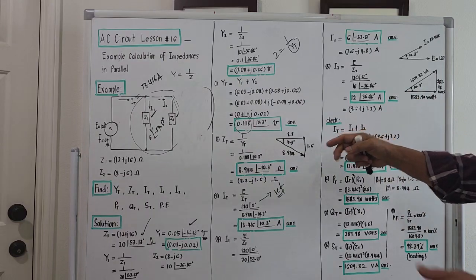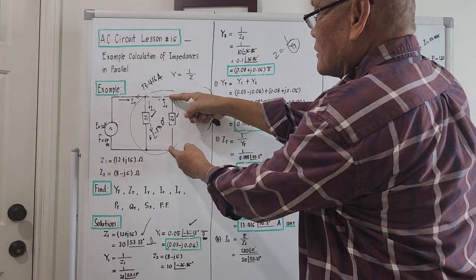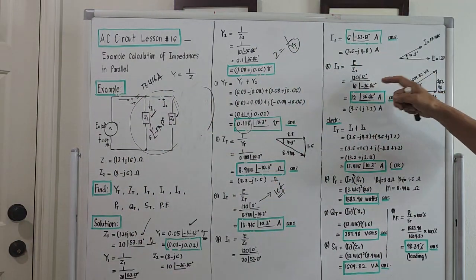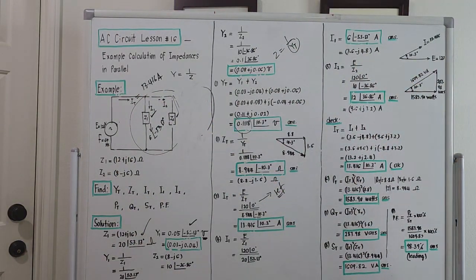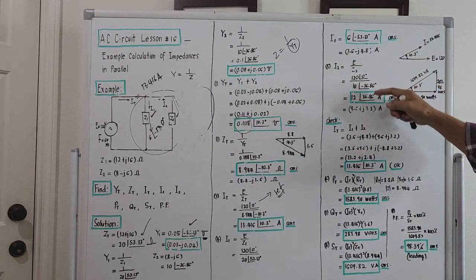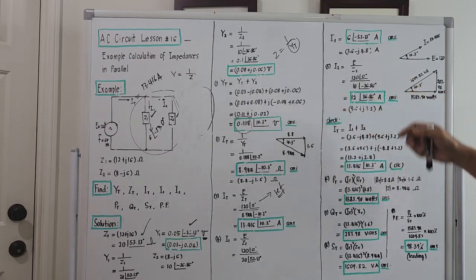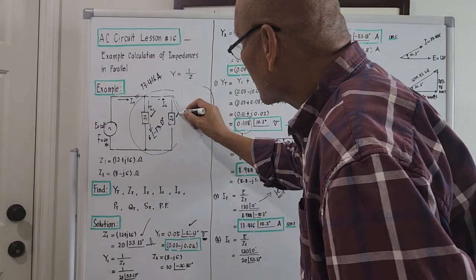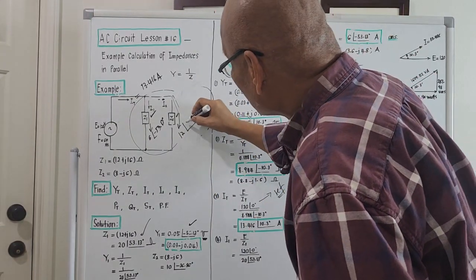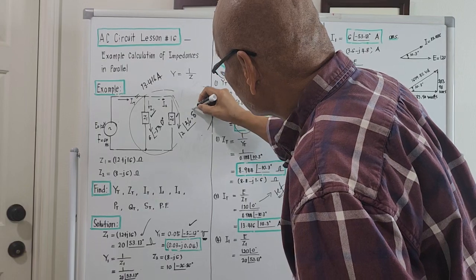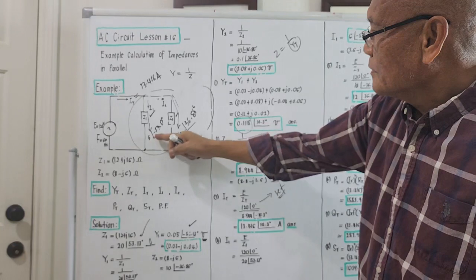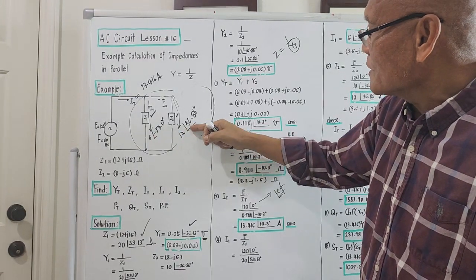Let's try to compute for I2. I2 will be, the voltage across C2 is still E, equal to the applied voltage, right? 120 angle 0 over 10 angle negative 36.86 degrees. 120 over 10 will be 12. We bring this up, so this should be 36.86 degrees amperes. So the current here is actually 12 angle 36.86 degrees. This is a lagging current, negative. This is a leading current, this is plus, right?